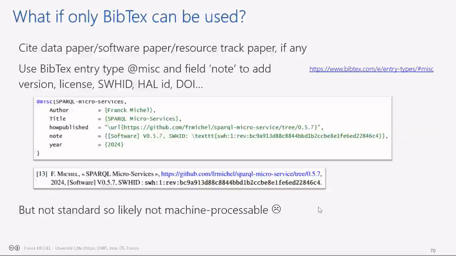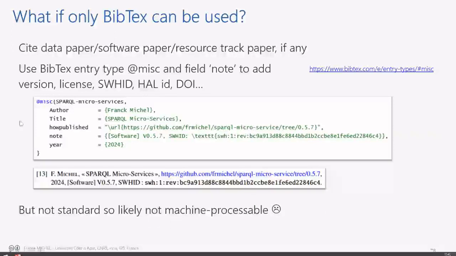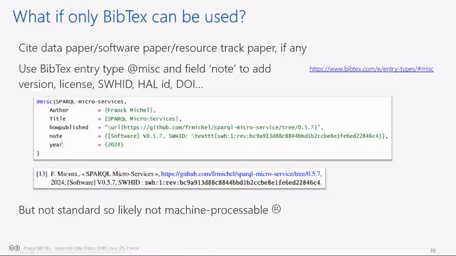If not, you still have to deal with that. So what I usually do is a kind of workaround. I use BibTeX because I have no other choice. I take an entry of type misc, and I use the note field like this. I say this is a software, this is the version, and this is the SWHID, or this is the DOI. This is better than nothing, but definitely not satisfying because, as far as I know, this is not machine processable yet. There cannot be automatic extraction of this kind of thing because it's not standard. But I believe this is better than nothing.